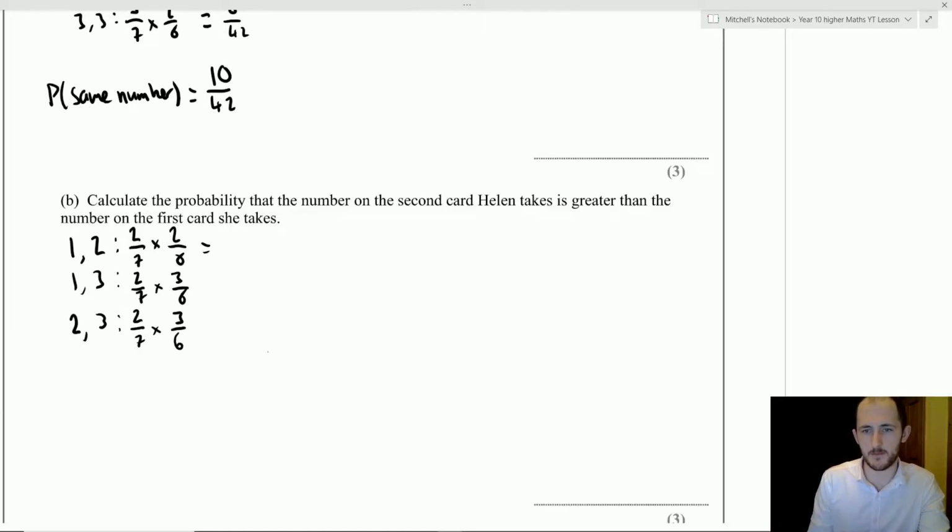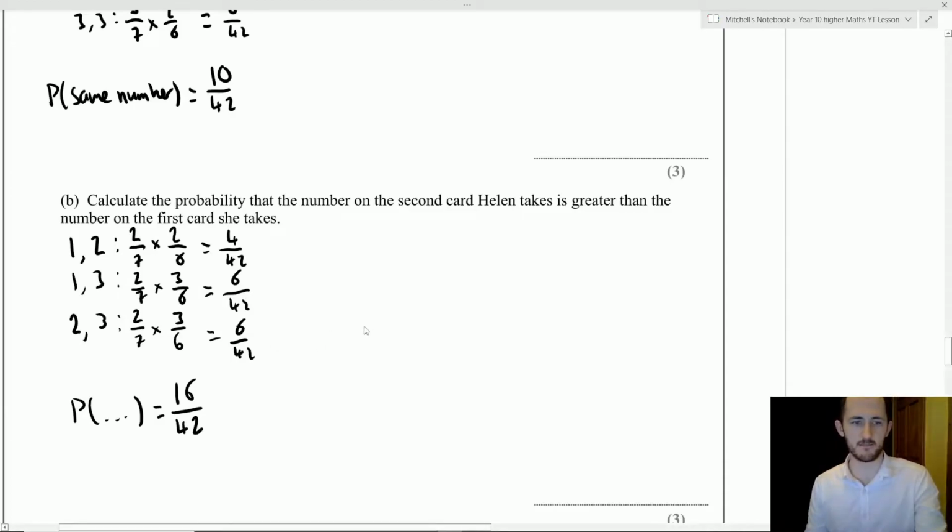So that would become 4 over 42. So 6 over 42. And this will also be 6 over 42. And then the probability, I'm not going to write the whole thing out. It's going to be 4 over 42 plus 6 over 42 plus 6 over 42. That's 16. So it'll be 16 over 42. This time I didn't make a mistake. That should be it.